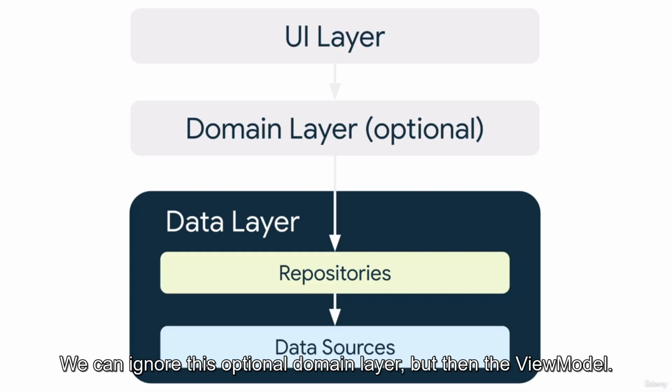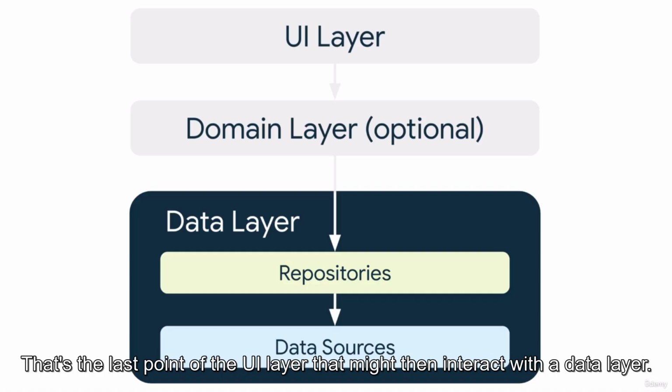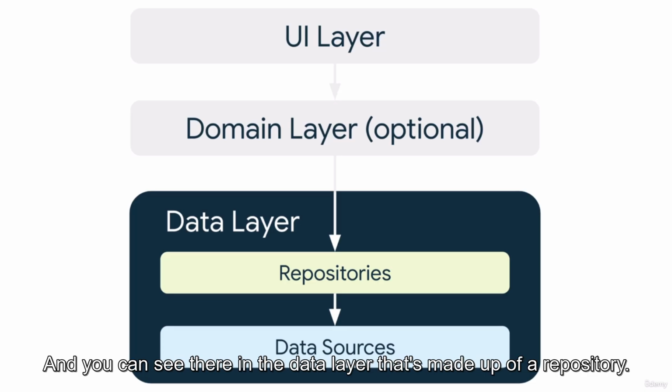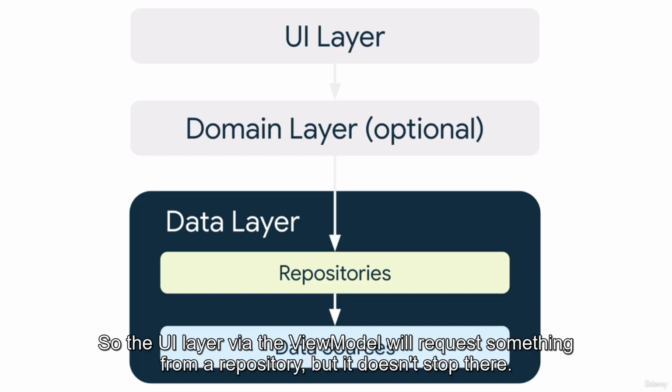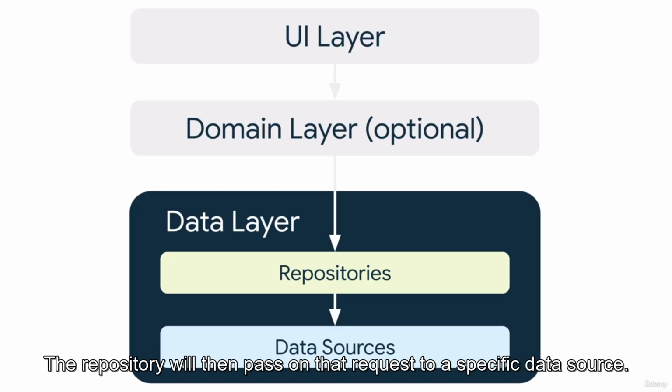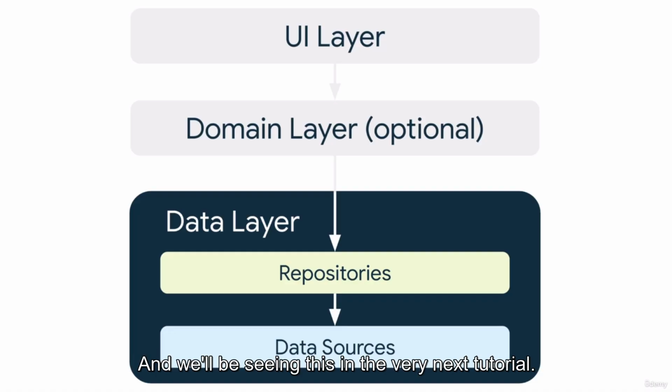We could ignore this optional domain layer, but then the view model, that's the last point of the UI layer, that might then interact with a data layer. And you can see there in the data layer, that's made up of a repository. So the UI layer, via the view model, will request something from a repository. But it doesn't stop there. The repository will then pass on that request to a specific data source. And we'll be seeing this in the very next tutorial.